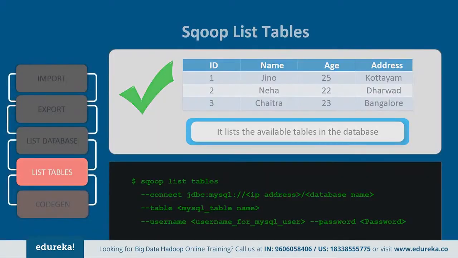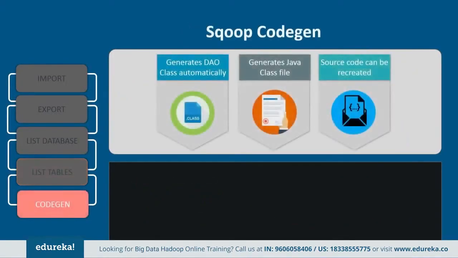Same thing. And now let's see what is CodeGen. In an object-oriented application, every database table has one data access object class that contains getter and setter methods to initialize the objects. And CodeGen generates the DAO class automatically. It also generates the DAO class in Java based on the table schema structure.